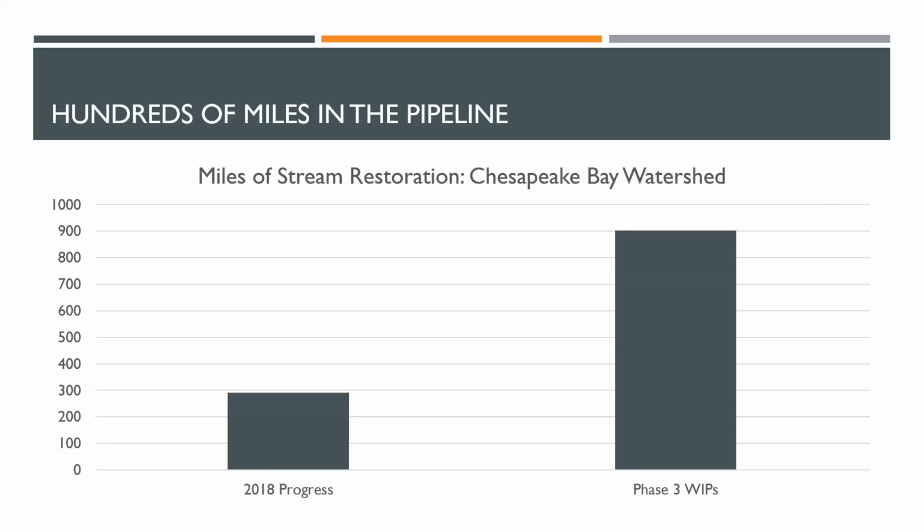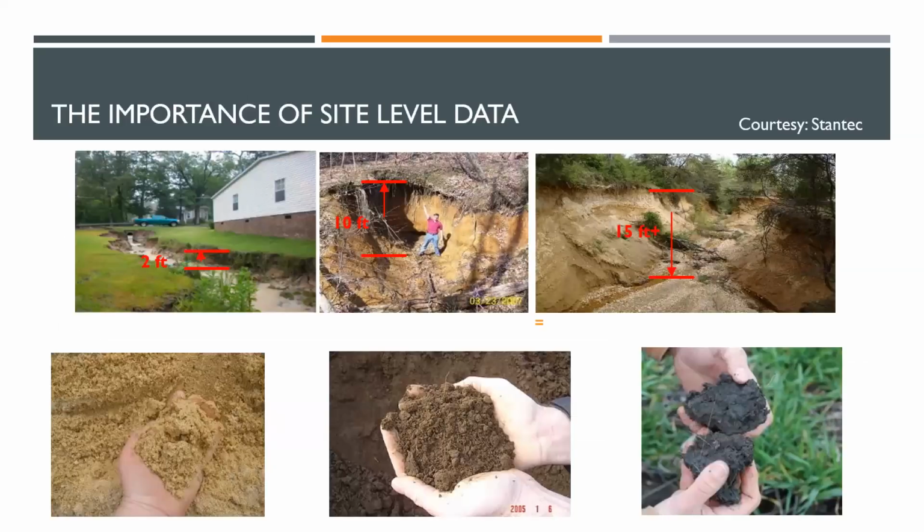As of 2018, progress reporting across the Chesapeake Bay watershed, there were just under about 300 miles of stream restoration that had been implemented. But taking a look at the phase 3 watershed implementation plans, there are over 900, or just about 900 miles planned between now and 2025. So there was a need to kind of get this guidance out there as soon as possible so that it could be incorporated.